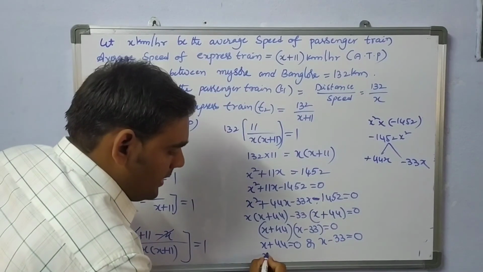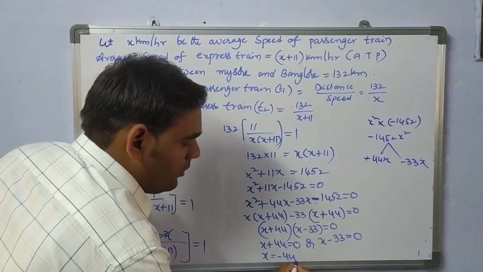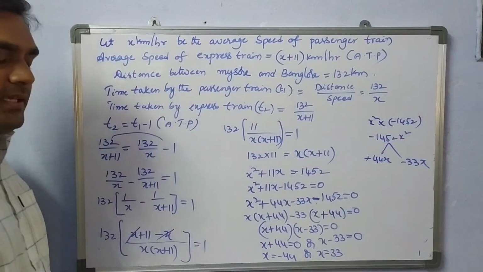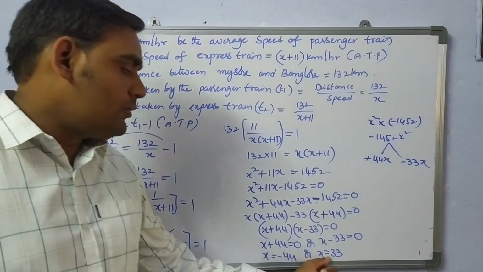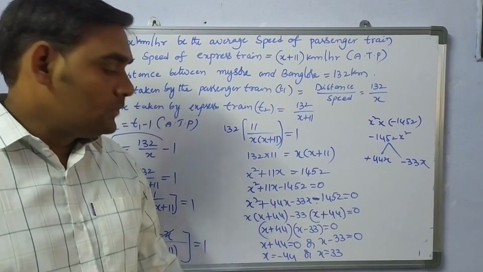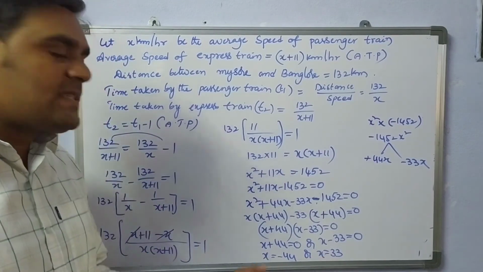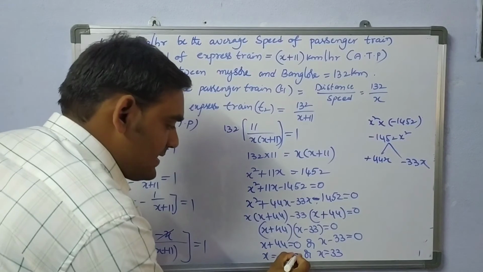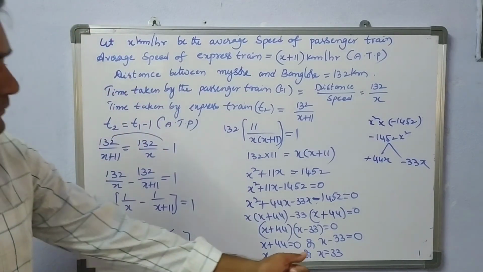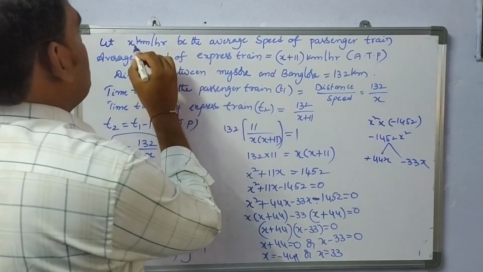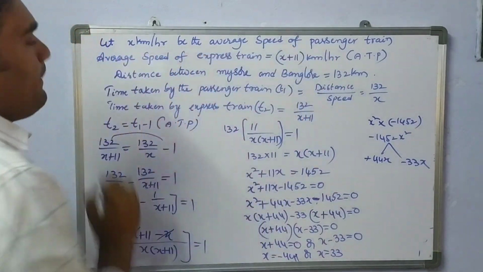So here x is equal to minus 44 or x is equal to 33. See, in this problem, we got two values, x is equal to minus 44 and x is equal to 33. So, speed is always a positive number only. So, we should not consider this thing. We have to consider x is equal to 33 only. So, x is nothing but what? Average speed of the passenger train.